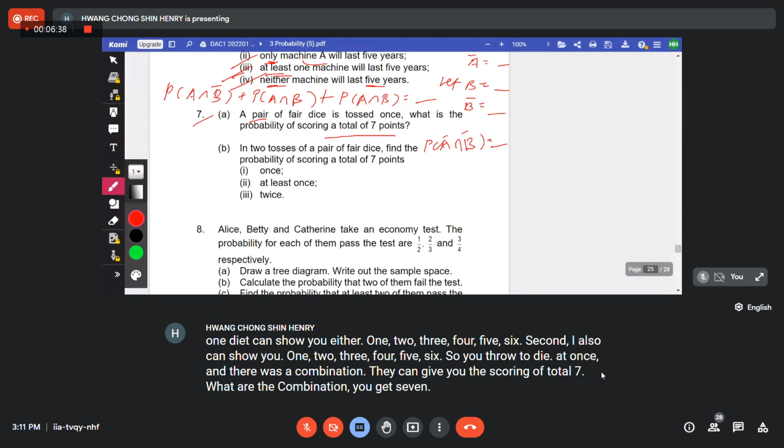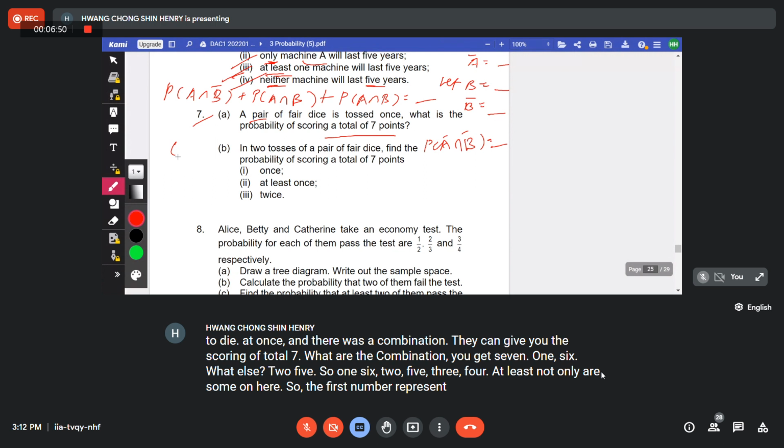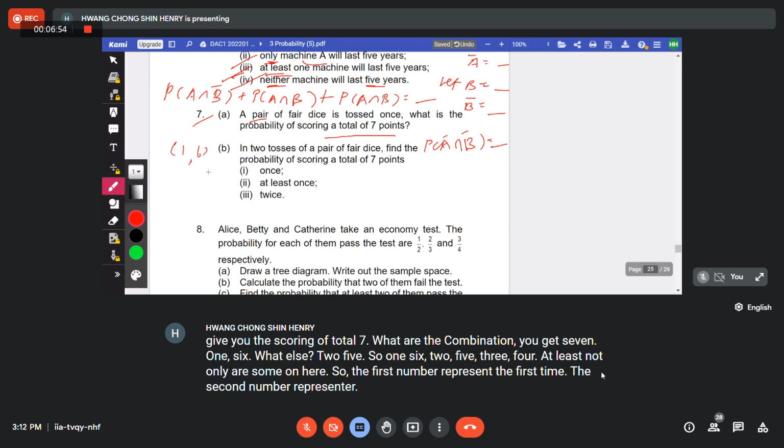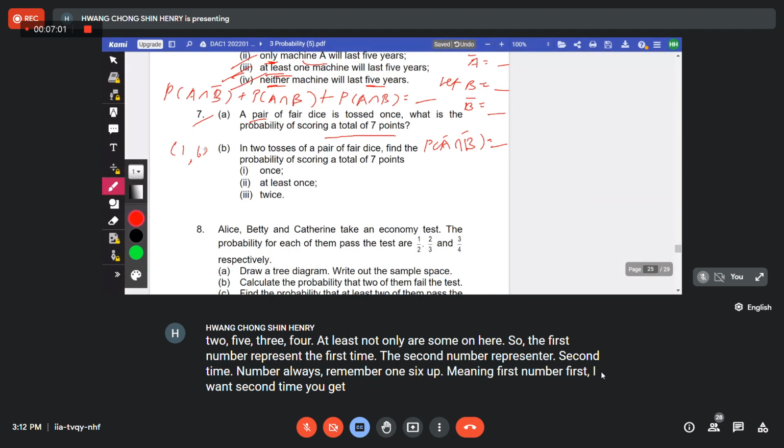1, 6. What else? 2, 5. Sorry, 1, 6, 2, 5, 3, 4. At least down only, some only. So the first number represents the first die, the second number represents the second die. Always remember 1, 6 means first die you get 1, second die you get 6.